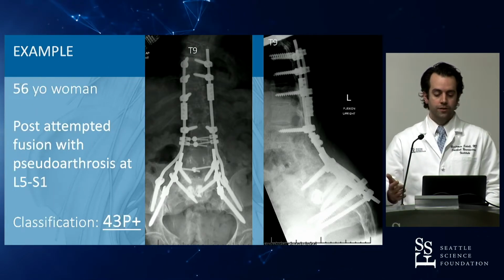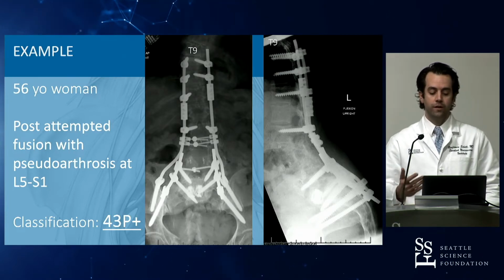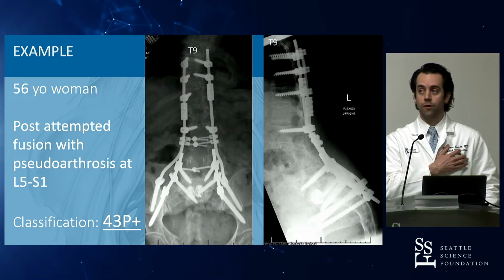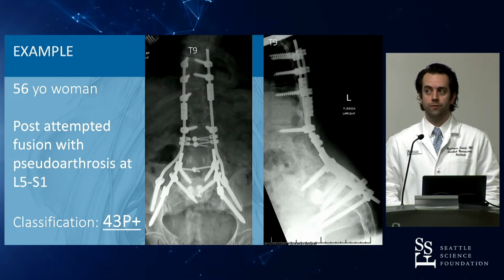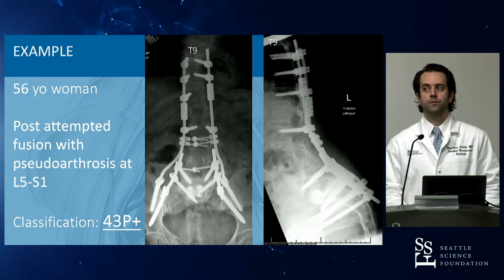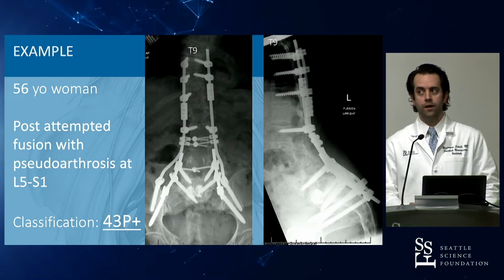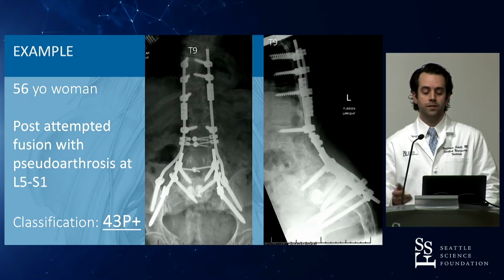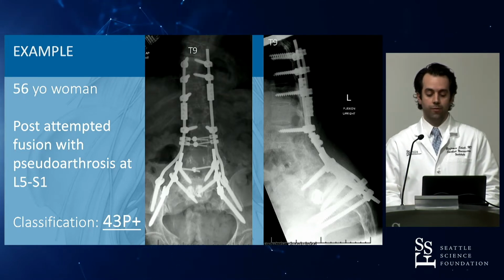So this is a typical case that we'll be seeing here in the next couple of slides. We have a 56-year-old woman. She had a post-attempted fusion with the pseudoarthrosis at L5-S1, and that gives us a 43P because she had 4 rods. The rostral-most portion of the construct went to T10, so that corresponds to a 3. The procedure was done for a pseudoarthrosis, so it gets a P, 43P, and then she has the plus, which is how much fixation is actually into the pelvis.